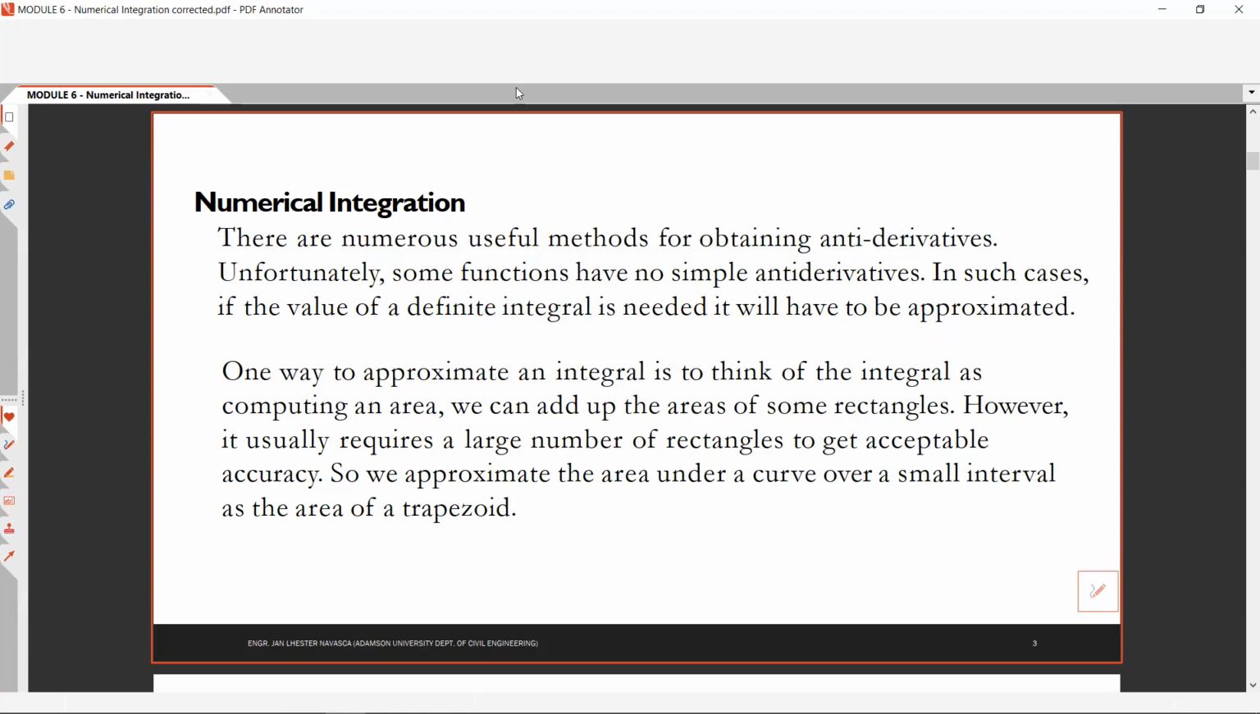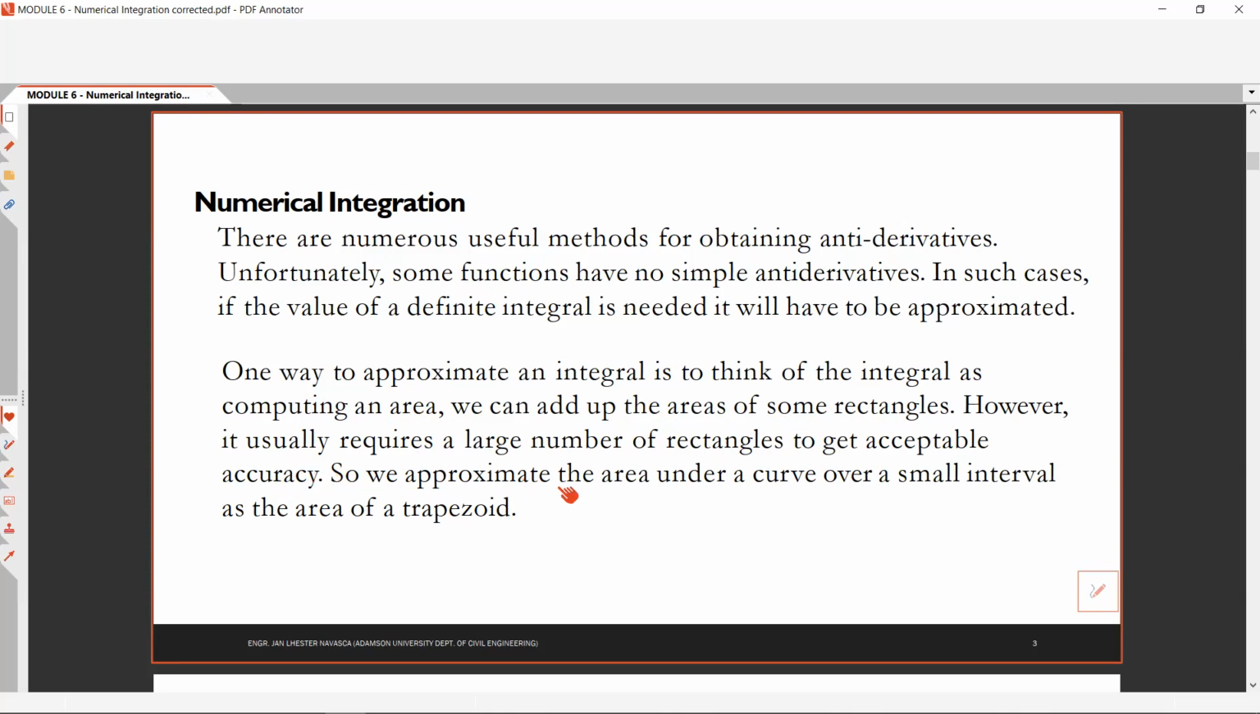Okay? So, one way to approximate the integral is to think of the integral as computing an area. Okay? So, think of it na, like I said, definite integral is just like computing an area under the curve, di ba? So, we can add up the areas, for example, using rectangle assumptions. So, we can add all the areas na inassume natin. Okay, so however, it usually requires a large number of rectangles to get acceptable accuracy. Okay, so we need a more number of segments to get an acceptable accuracy.